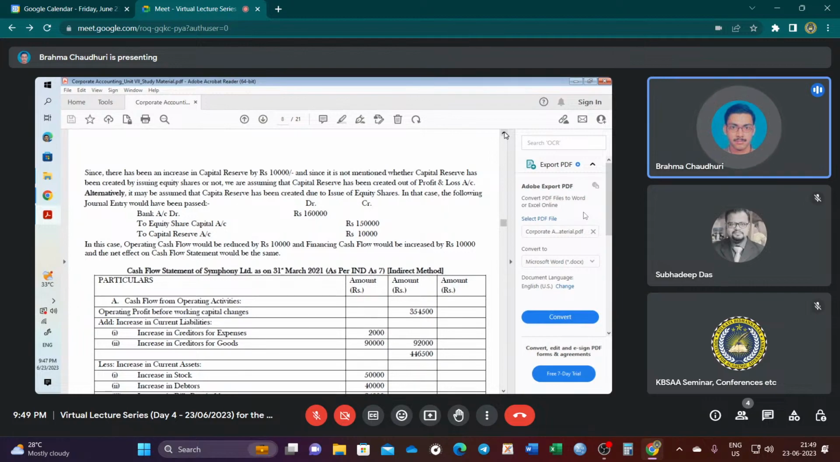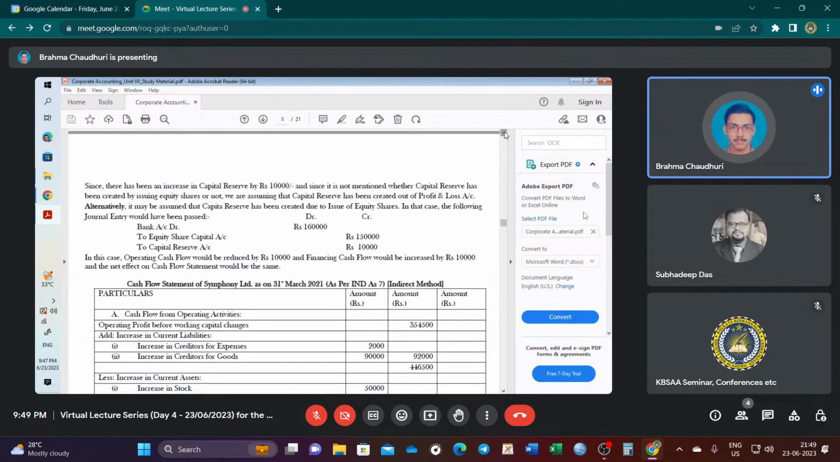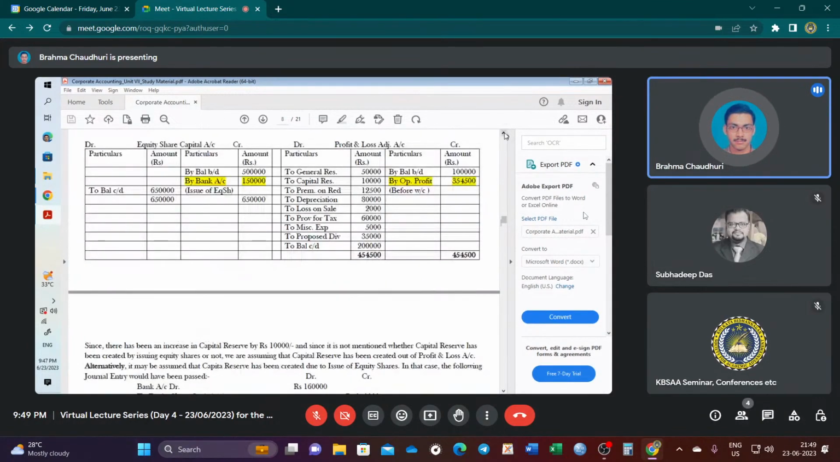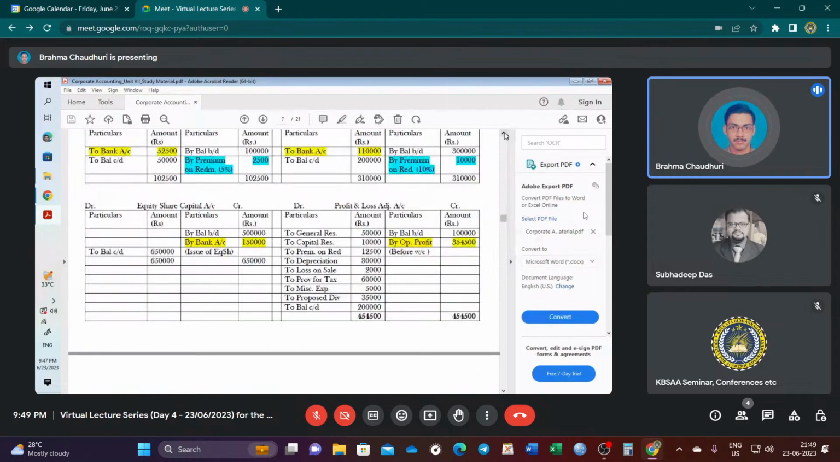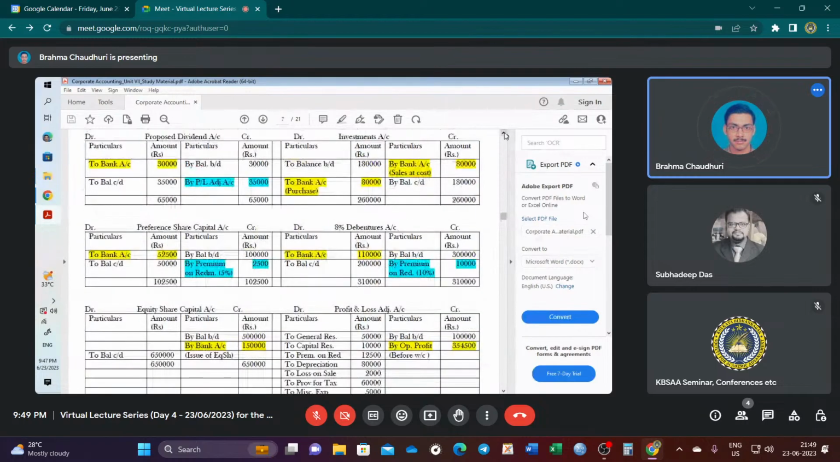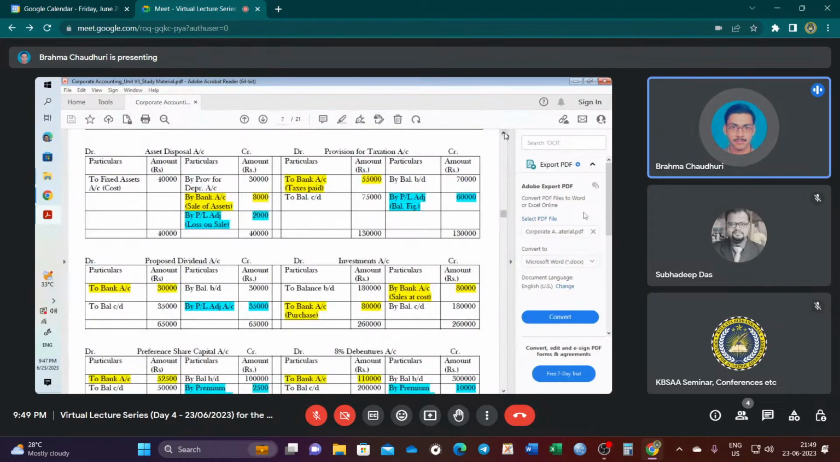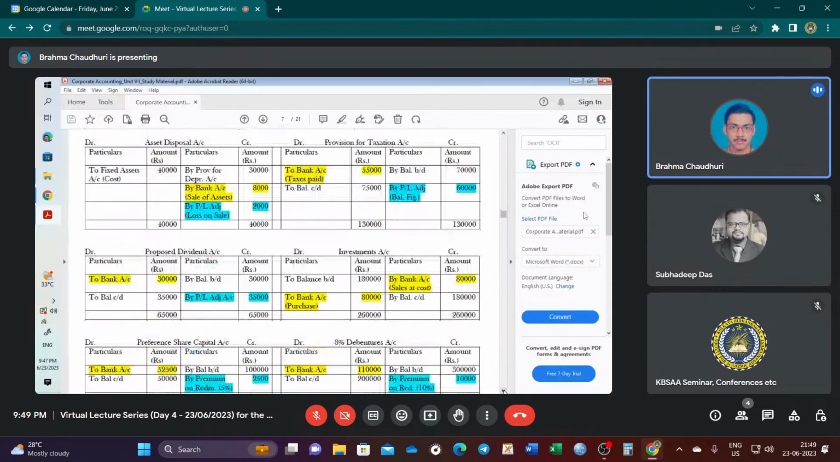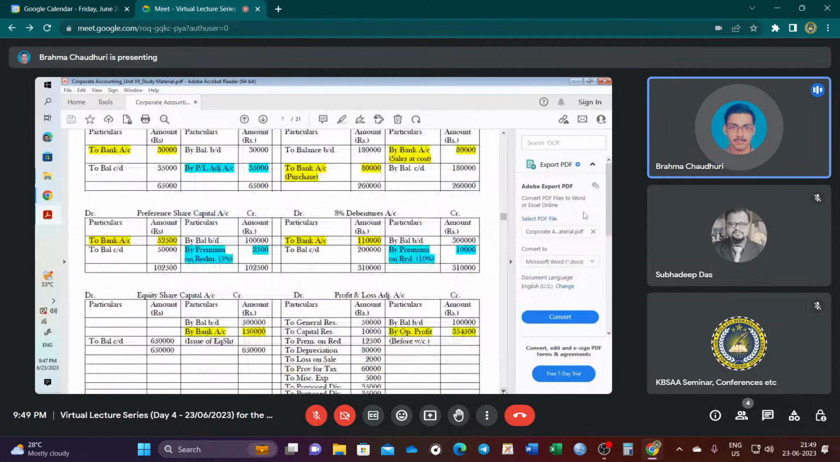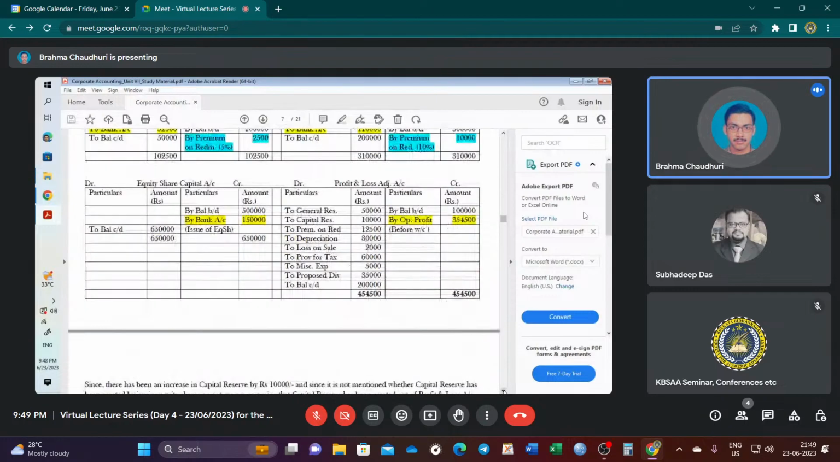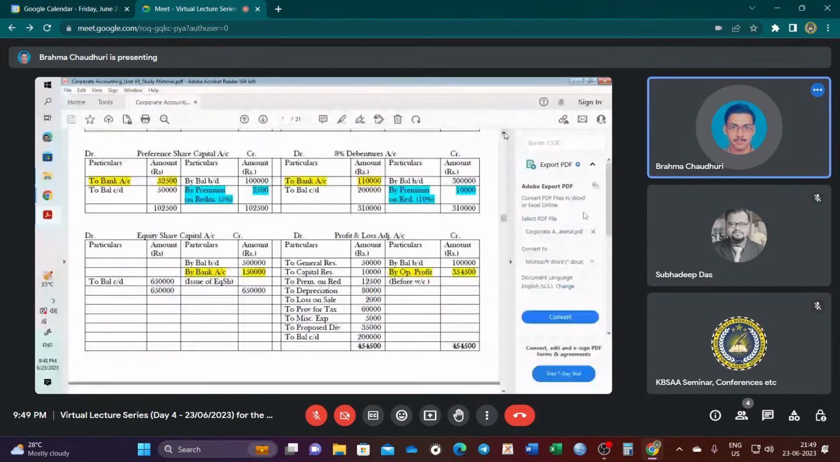So before we solve this particular problem on cash flow statement, let us focus on the profit and loss adjustment account and the various supporting ledger accounts. First we will show this profit and loss adjustment account. We will have to show the opening balance and the closing balance, as per the net profit given in this problem. Opening balance is 1 lakh and closing balance is 2 lakh.